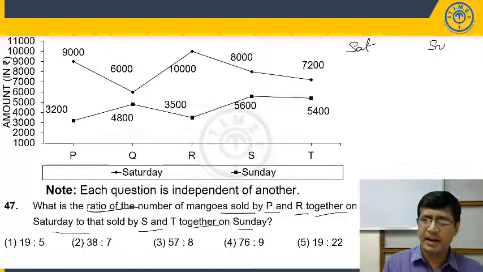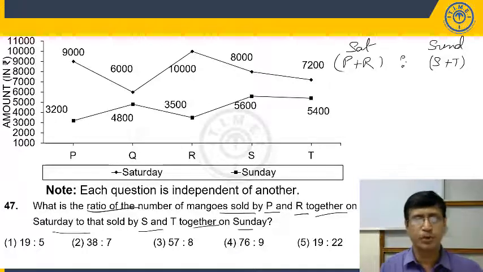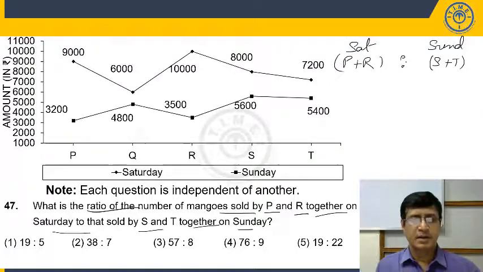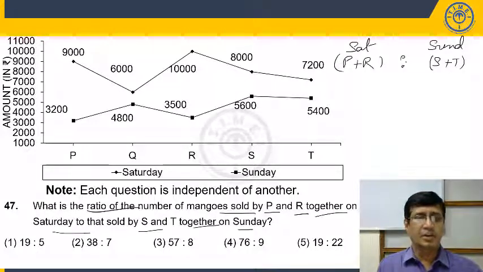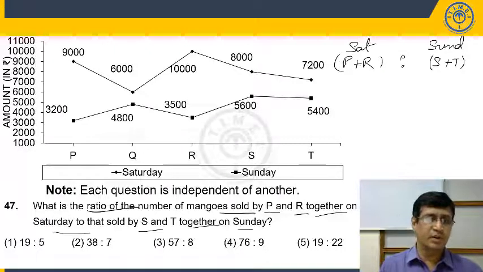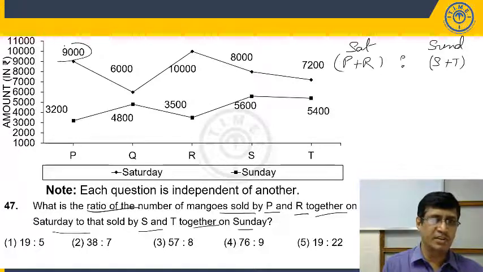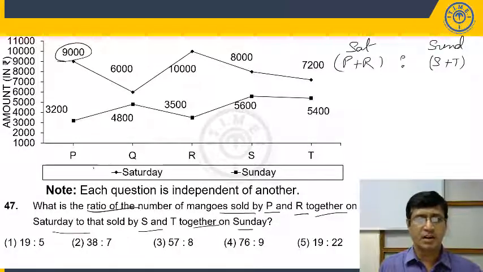Saturday and Sunday. What we need to find? P and R together as well as S plus T together. We need to find out the ratio. Yes. What is given in the line graph? The amount. The total amount is given. What about the cost here?